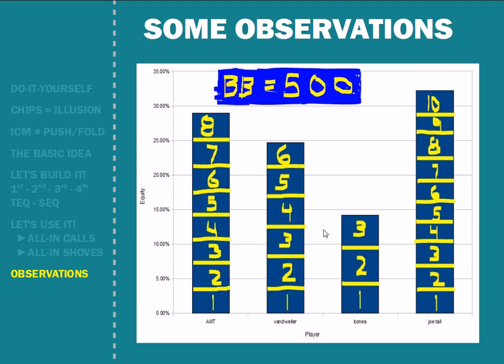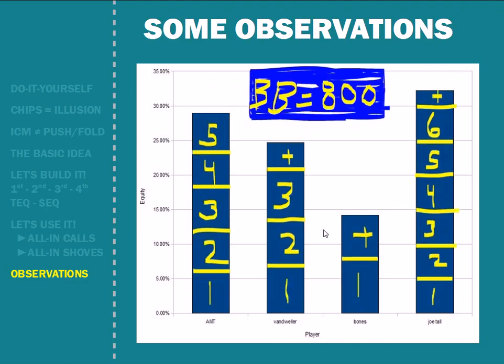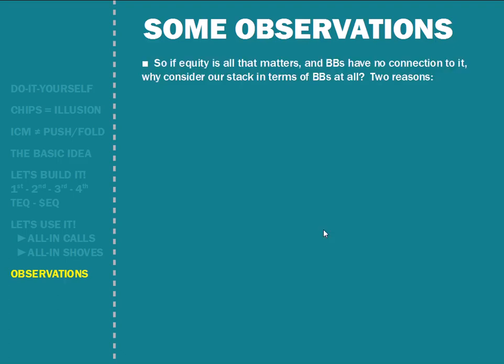It doesn't matter how you divide it up, how you top up the stacks. It does not affect your equity. So if equity is all that matters, and the number of big blinds you have has no connection to it, well, why do we even consider our stack in terms of big blinds when we're making decisions as sit and goes? Well, there are 2 main reasons, and there are probably more, but at least 2 big ones.